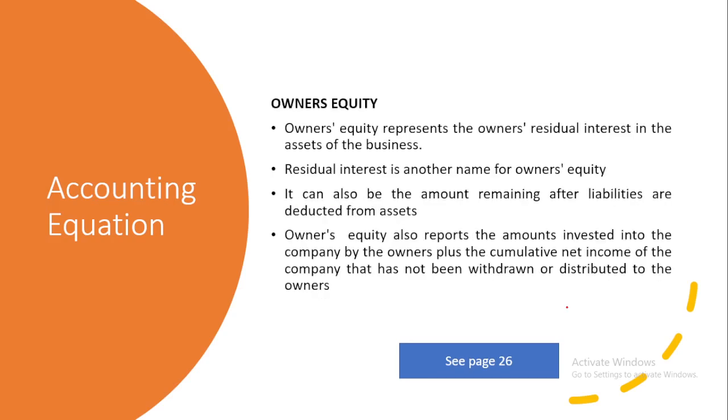And the last element of the accounting equation is our owner's equity. The owner's equity represents the owner's residual interest in the assets of the business. So it can be the amount remaining after the liabilities are deducted from the assets. If we say assets minus liabilities, and we still have something remaining which is positive, this means that whatever is remaining is of the owner.